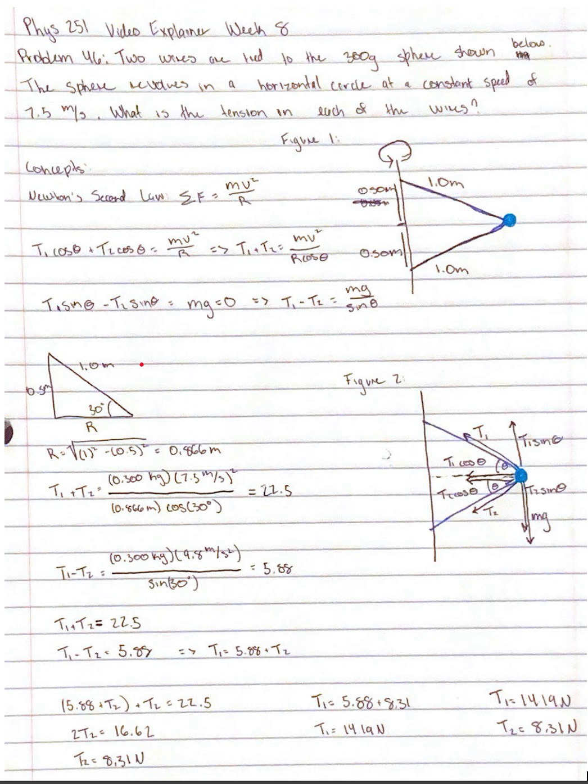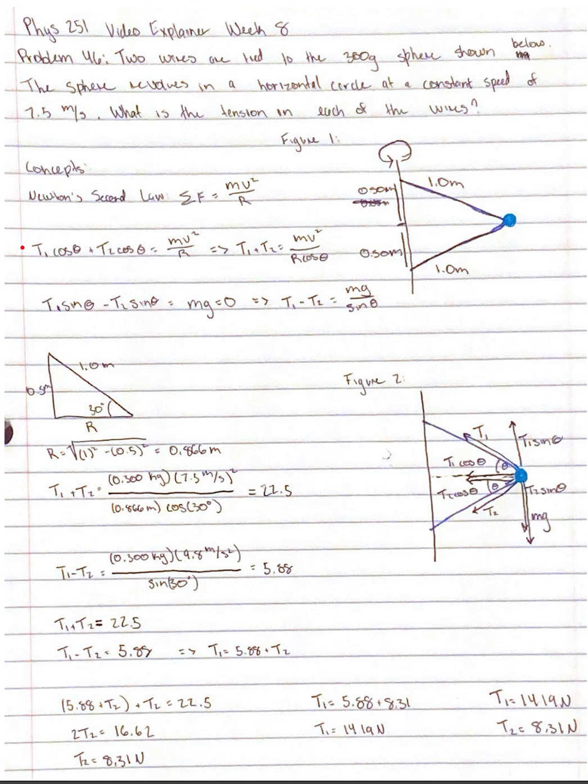Moving on to important concepts, the concepts important to this problem are Newton's second law and circular motion. Specifically in Newton's second law, we will be using this equation where the summation of the force is equal to mass times velocity squared over the radius. Moving on to our solution, we need to solve for the tension in both directions.